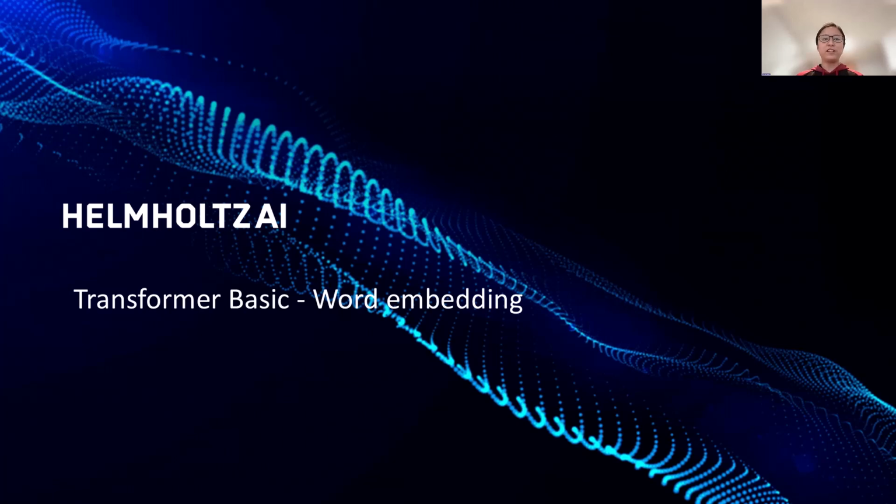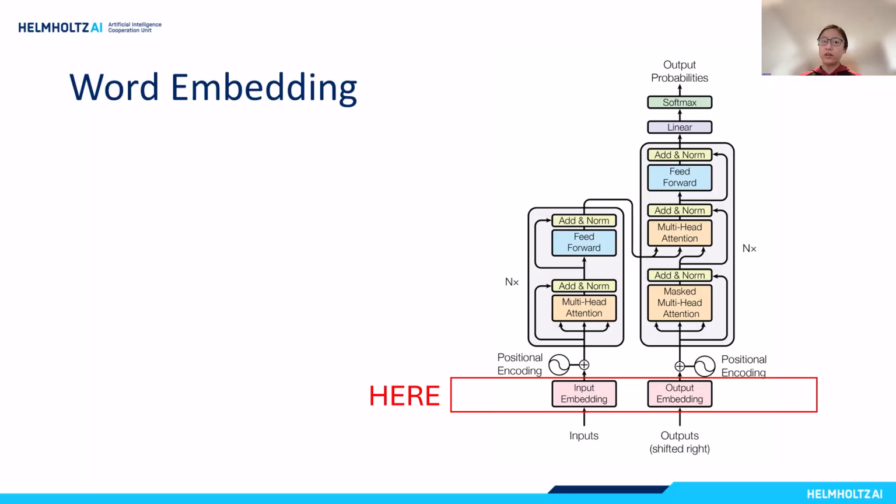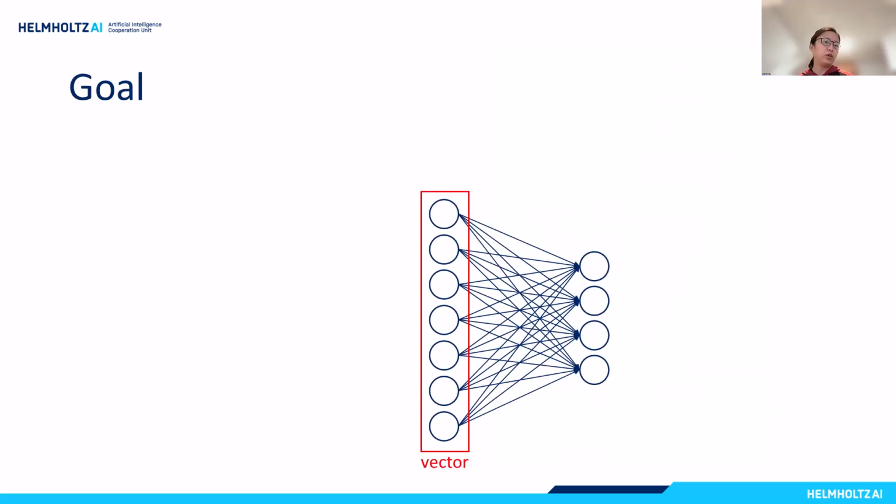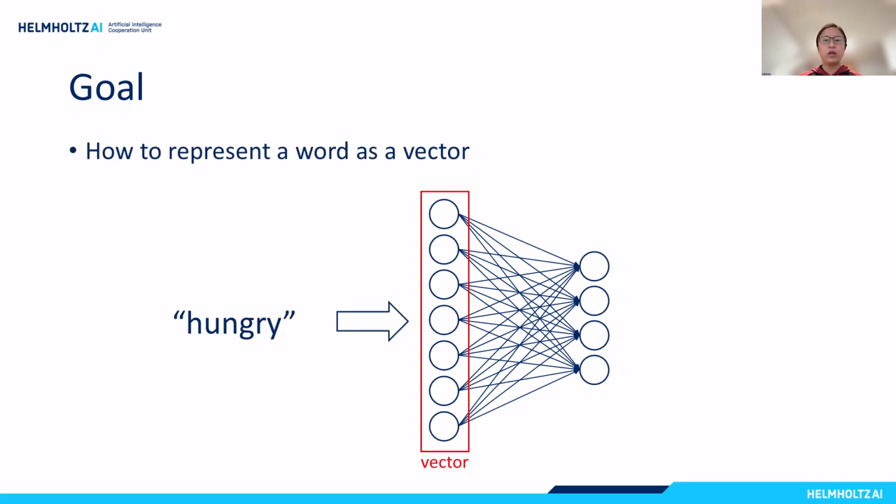Hello everyone. In this video, we will dive into word embedding. Word embedding is located in this part of the transformer. Neural networks, including the transformer, take input in the form of vectors. Then, how can we input words into a neural network?